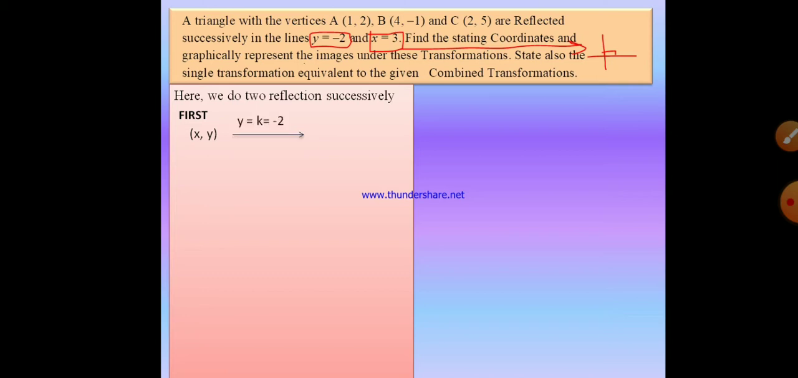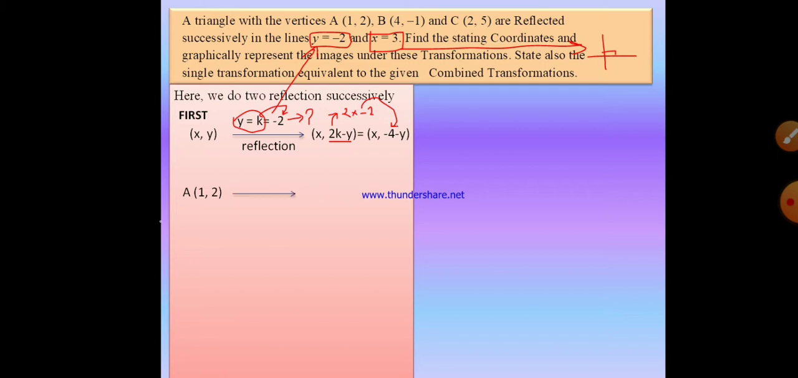So let's find reflection on y equals k. What are the images? First we do reflection on y equals minus 2, and for that we need to use the formula for y equals k. And here particularly the value of k is minus 2. So how to find the formula? Let's discuss. The first formula is (x, 2k minus y) when reflecting on y equals k. For this question, the value of k is minus 2. That's why 2 into minus 2 will be minus 4. That's why the modification of the formula is (x, minus 4 minus y).